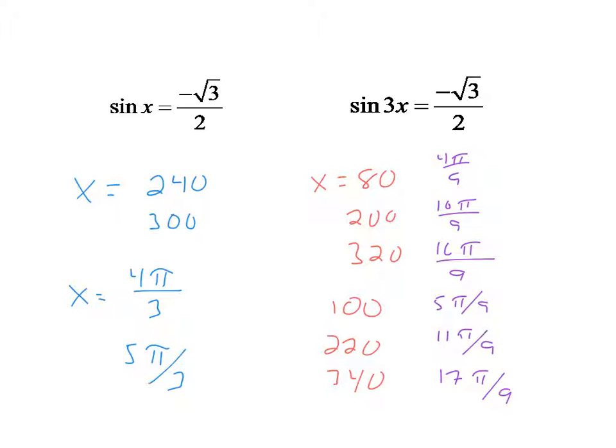In radians, that's 4 pi over 9, 10 pi over 9, 16 pi over 9, 5 pi over 9, 11 pi over 9, and 17 pi over 9. Notice that we do have 1, 2, 3, 4, 5, 6 different answers.